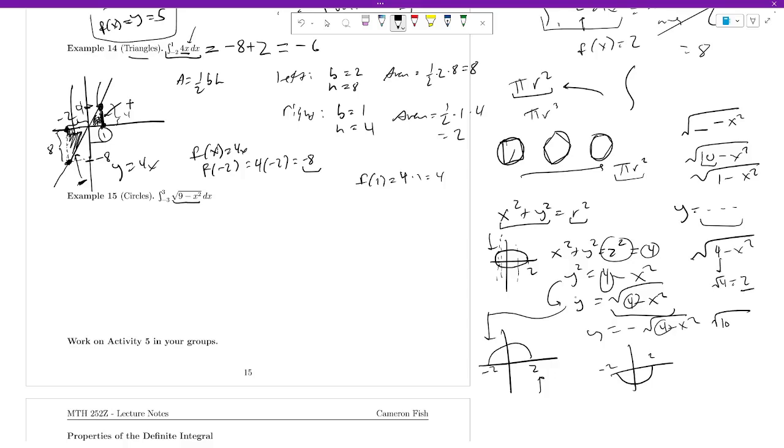If I have the square root of 10 minus x squared, the radius is the square root of 10, whatever that is. I'd have a graph and there'd be the square root of 10 right here. A little annoying, but you could do it.